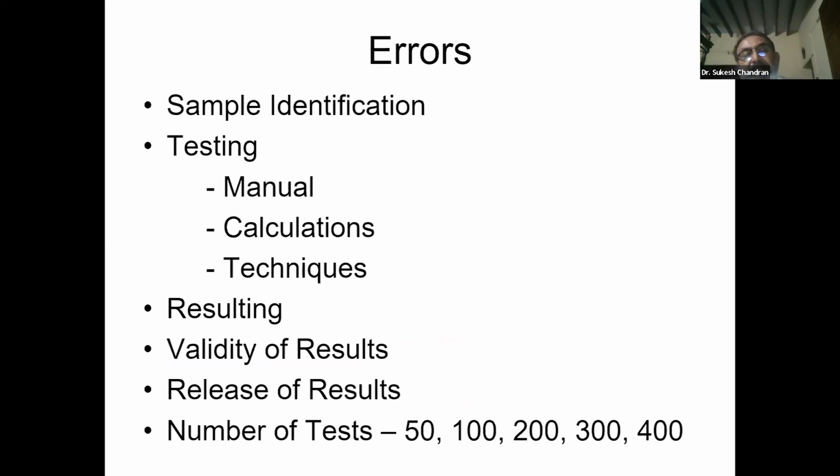Now you must realize that when you do these tests manually, there are tons of huge errors: sample identification, manual testing, calculation errors, techniques resulting in wrong results, validity of results, release of results. A human technician can possibly give good results if he handles 25 to 50 samples a day. But if you're receiving 400, obviously one technician is not enough. You need more technicians, who also compound the errors that I'm talking about. So in CMC Vellore, we get 3,200 samples per day. So obviously, I'm not going to depend on a technician doing manual technique.